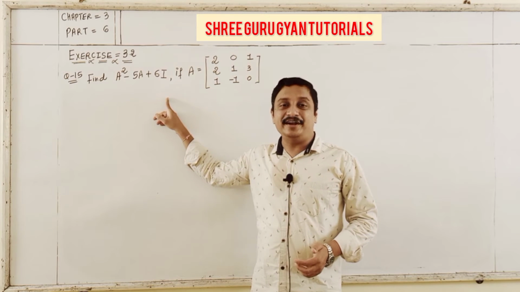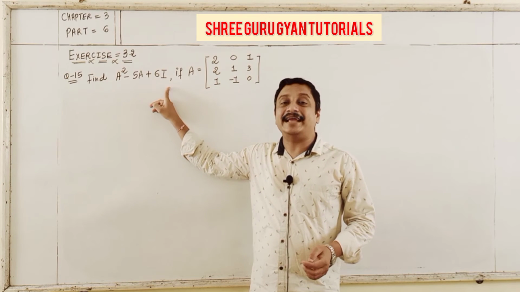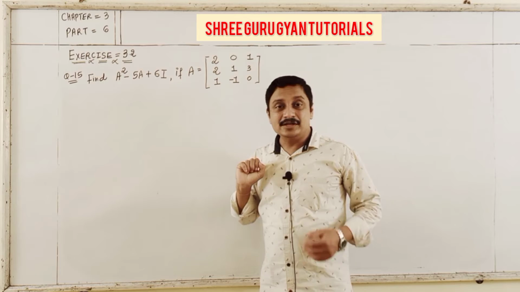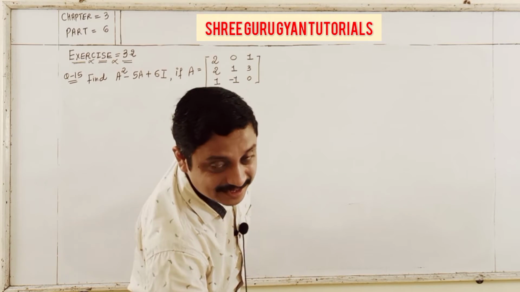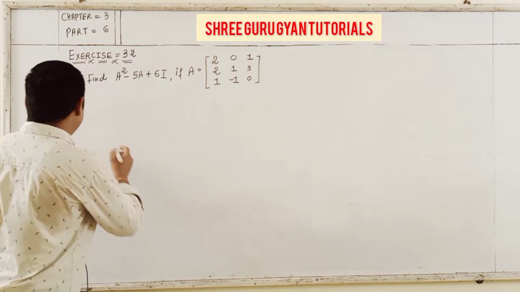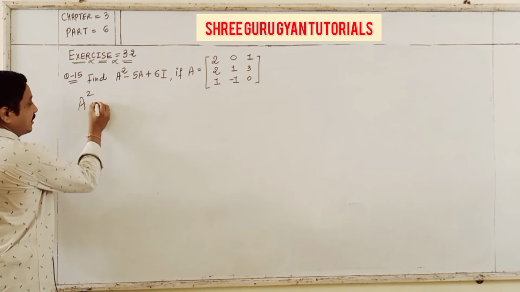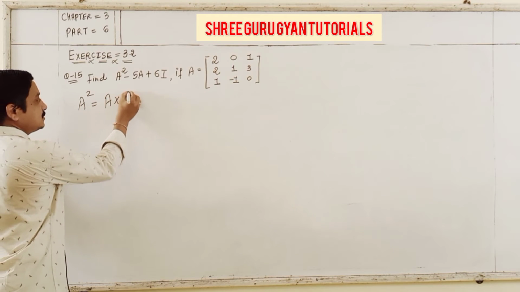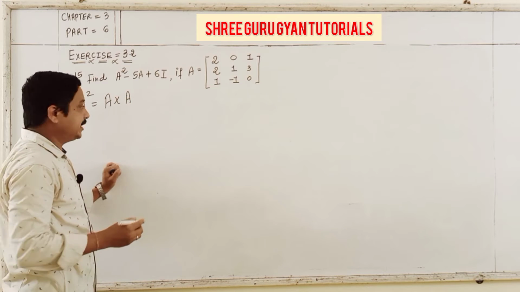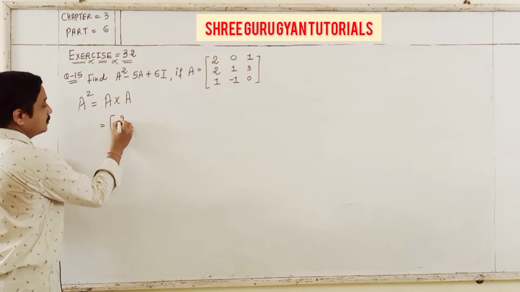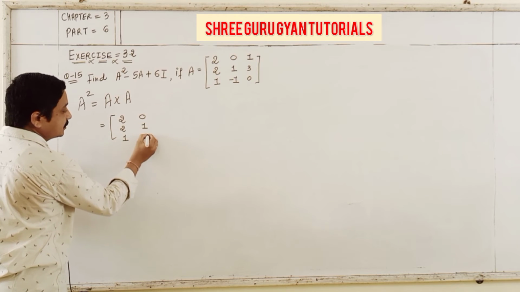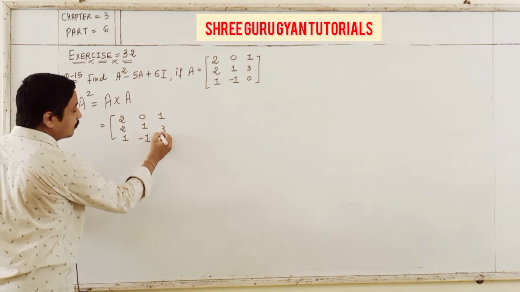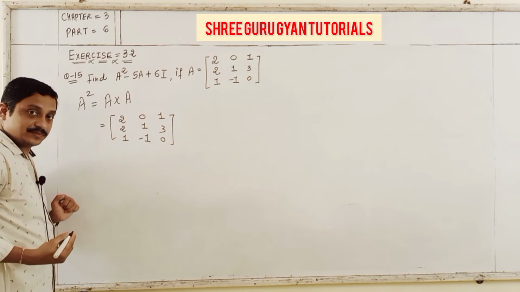Question 15: find A square minus 5A plus 6I, if A is given. So first of all, students, I find out A square. A square means multiplication of A with A. So I write down A square, just A into A. Our A is 2 1 0, 1 minus 1 and 1 3 0.